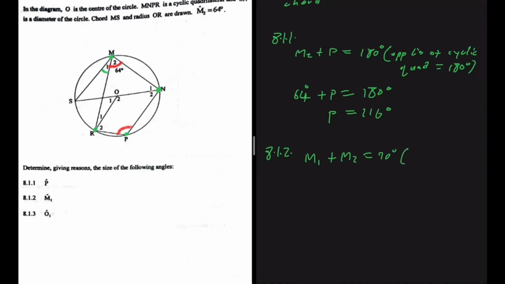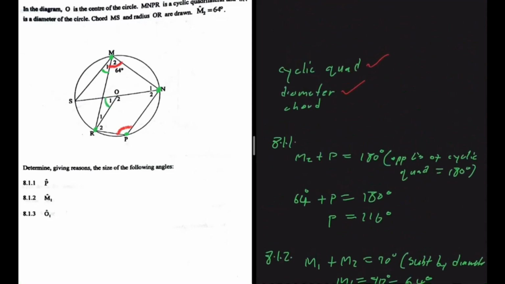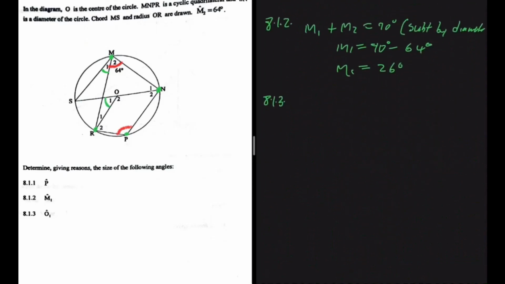Why are we saying that it should be equal to 90 degrees? Because it's being subtended by a diameter, right? So now we can say that M1 should be equal to 90 degrees minus 64 degrees, right? That is M2. So M1 should be equal to 26 degrees. And the last one, 8.1.3, we're looking for the size of O1, right? If we come to our keywords here, the only keyword that we have left is chord, right? But it won't help us with much.